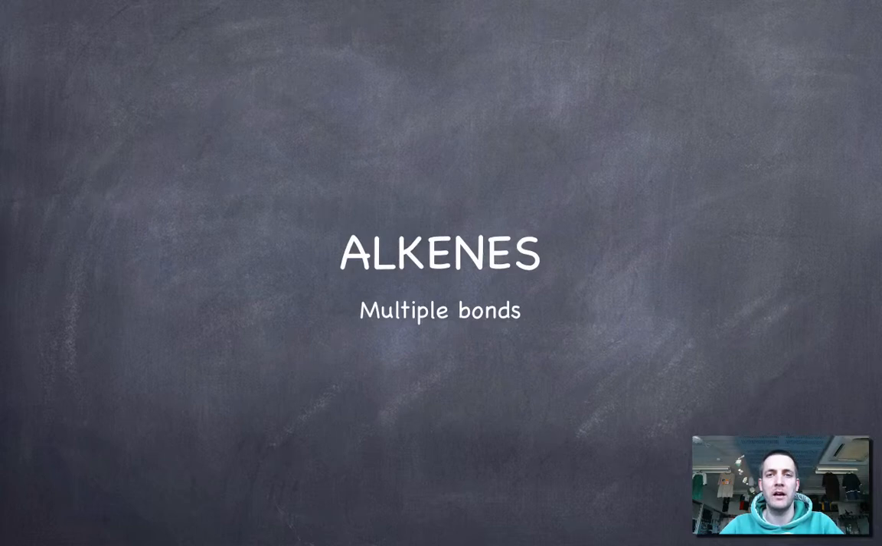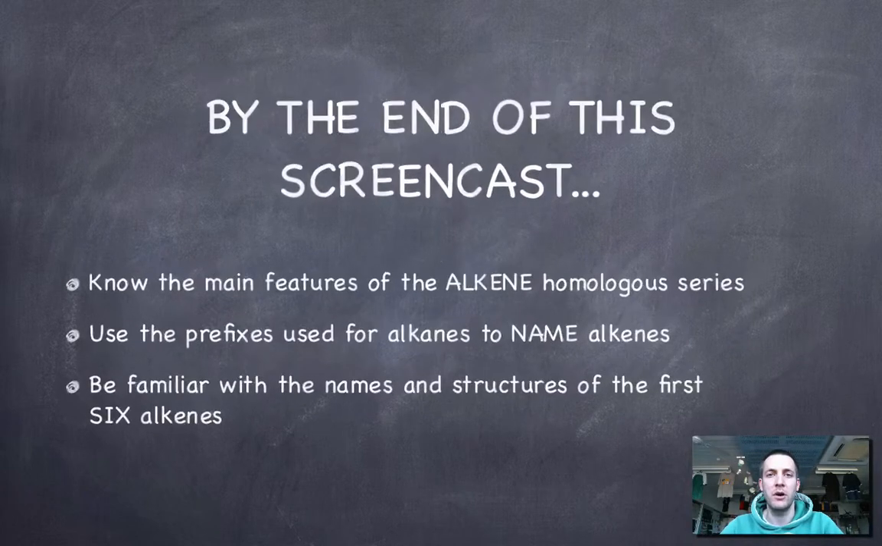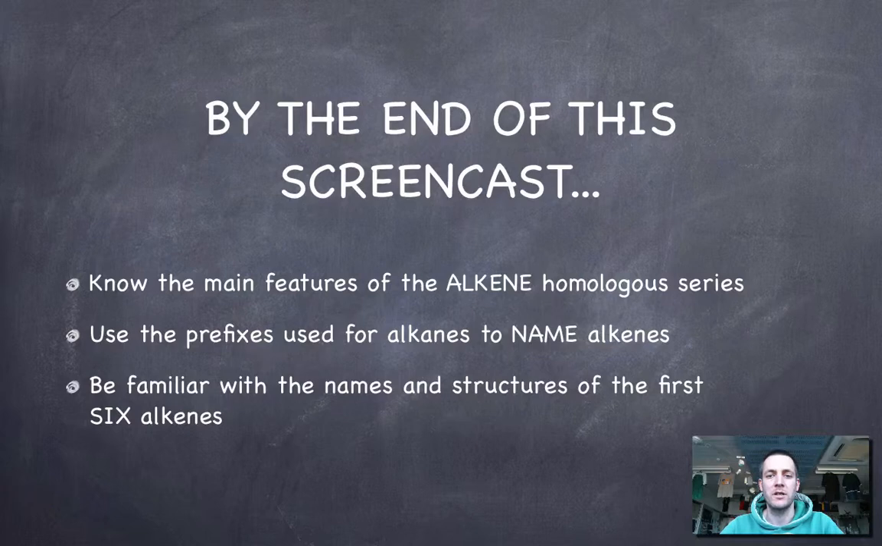Here we're going to be looking at alkenes. These are the second of the homologous series that we're going to look at after alkanes. So that's not a typo. This is actually a different homologous series, and we're going to see what main features it has, and also the fact that it uses the same kind of prefix system as the alkanes naming system used, and we're going to hopefully be able to draw and name the first 6 of this homologous series.